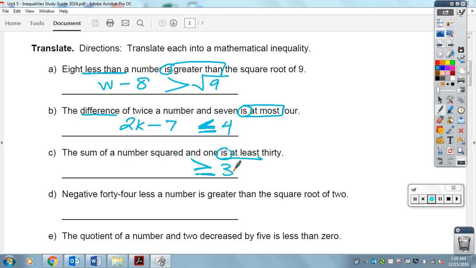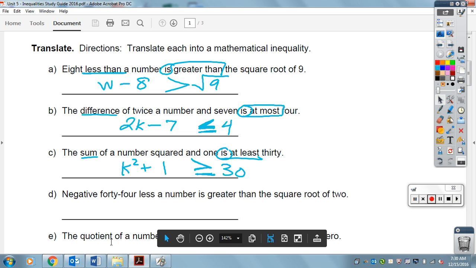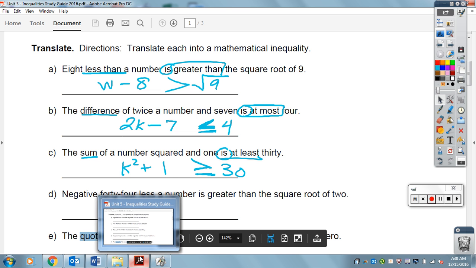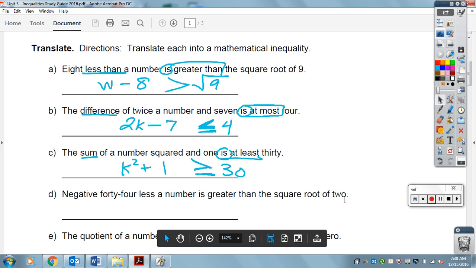Is at least 30. The sum, which is addition, the sum of a number squared, so k squared and 1. Remember, squared and square root are different things. The word quotient means divide. Don't do quotient and think it means multiply. Quotient means divide.